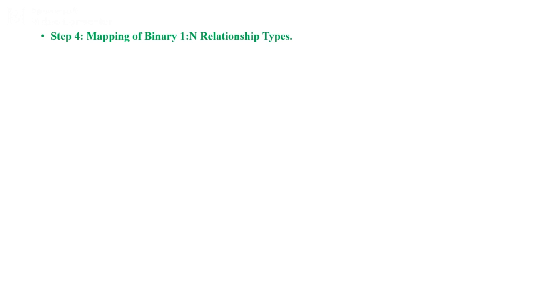Next step is step 4, mapping of binary 1:n relationship types. Under this 1:n binary relationship type, we have to identify the participation constraint of the two entity types which are participating in the relationship type R. Based on that, we have to specify whether the participation constraint is 1:n or 1:1, based on the relationship type as well as the participating entity types.